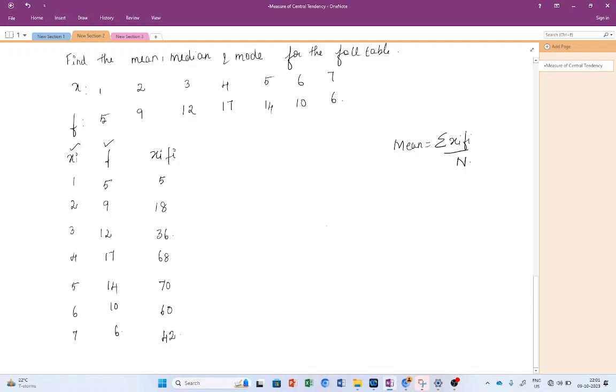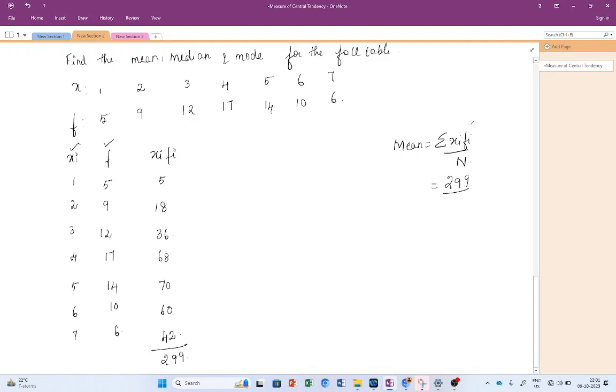Okay, so now to the formula, it is the sum of xi fi. This is your mean, right? So sum of xi fi means you have to multiply xi and fi, and then add all these values, so you'll get 299. Okay, so now the numerator is 299.